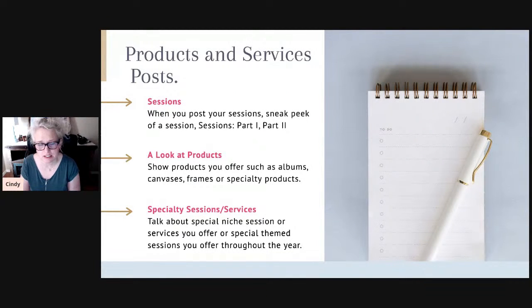And then you have your products and services posts. These are going to be your sessions. For example, when you post a session, a sneak peek of a session, maybe you break it up into different parts, part 1 or part 2. And then a look at your products. You can feature different products that you offer, such as albums, canvases, frames, or any specialty product during the holidays. And then your specialty sessions and services. This can be any niche sessions or services that you offer, or special themed sessions that you offer throughout the year. It's just where you talk about them and explain them.